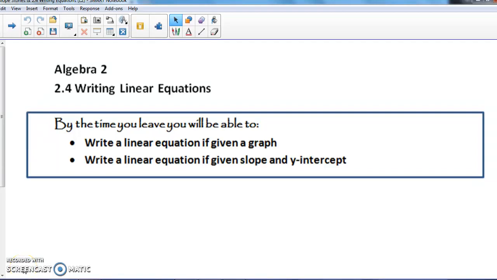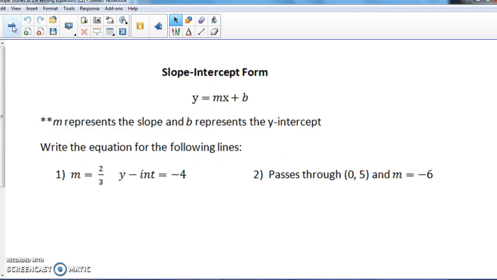Hi guys, this is going to be a quick little intro to writing linear equations. I am fairly confident that you've done this before in Algebra 1, so this is going to be a quick review to help us get the basics down. Today we're going to talk about writing linear equations if I give you the slope and the y-intercept, and writing linear equations if I give you a graph.